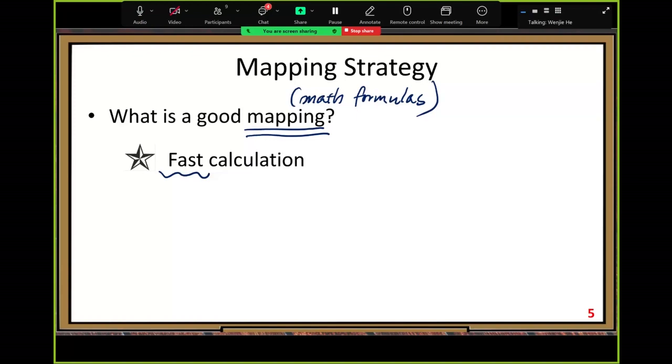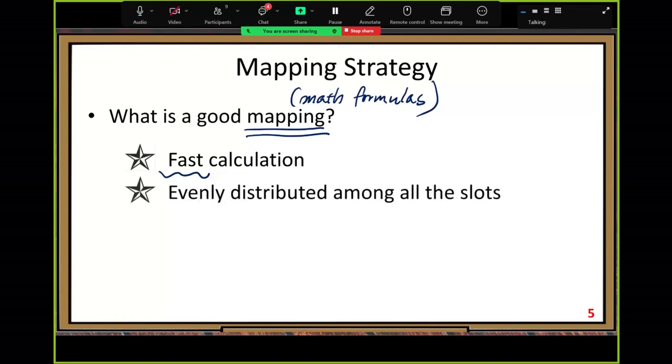So we want the calculation where you plug in to get the function value quickly. That's the first property.